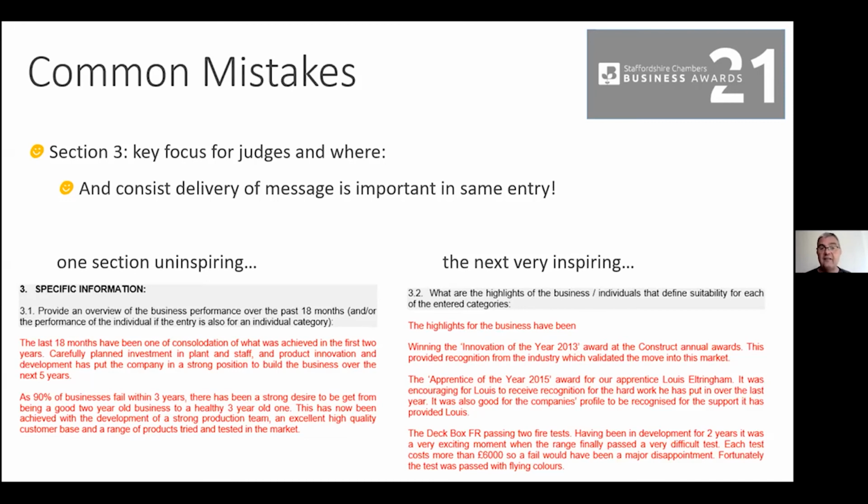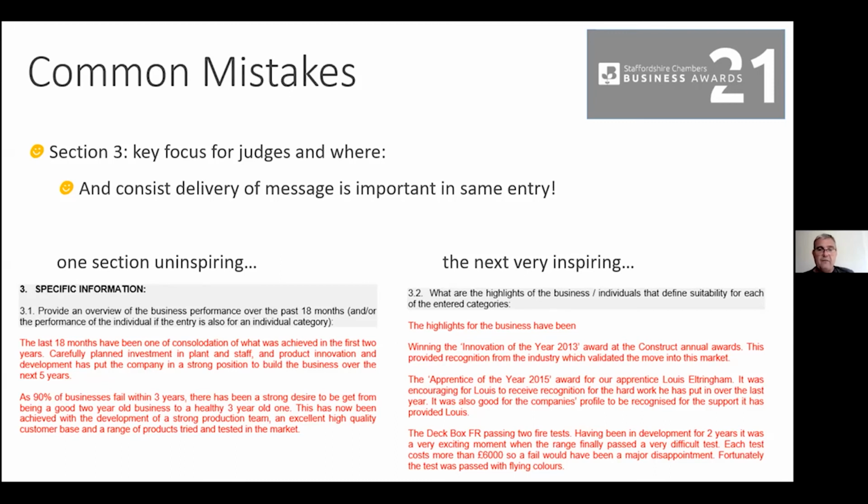And then suddenly you get onto the next section. The highlight for the businesses has been, wow, they've won that, they've won this, they've done this, so suddenly it's really positive. But even within that positivity, if we look at the bottom one, the deck box FR, this section could have been delivered in a better way.